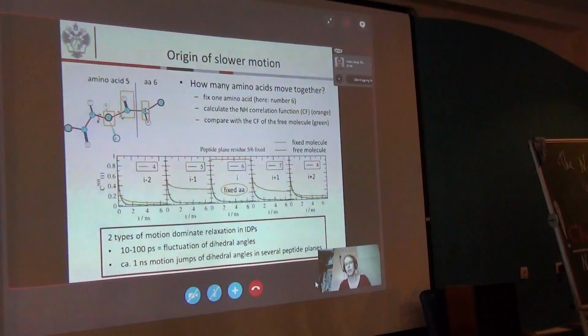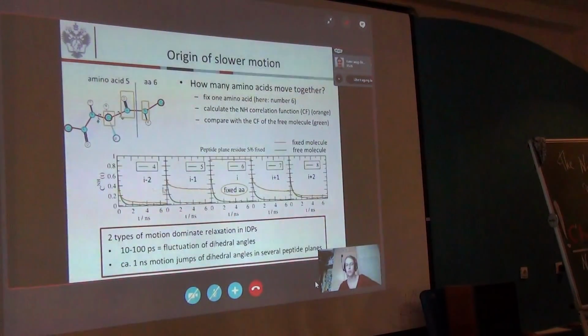And then we calculated the correlation function for the neighboring NH vectors. So here for amino acid 5, the correlation function decays a little bit, but still it is fixed because it is neighbored to the atoms that we hold fixed. And we did it to both sides, so for amino acid 5, for amino acid 4, for amino acid 7 and 8, and we can see that the larger the distance is to the fixed plane, the lower the correlation function drops.